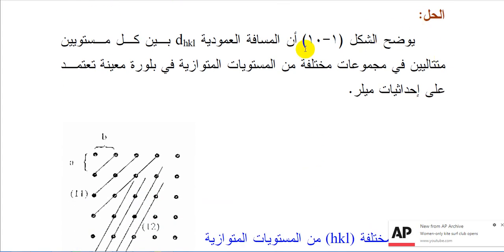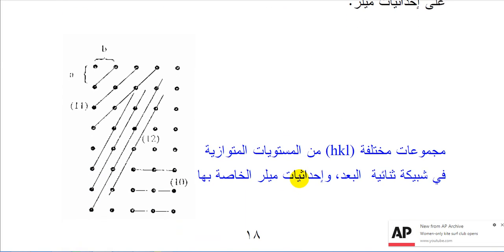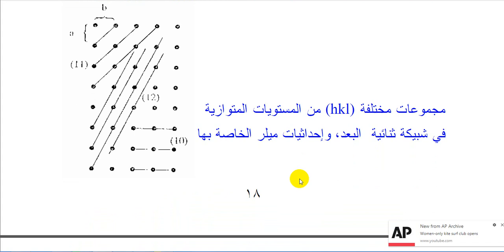The solution. Figure 110 shows the normal distance dHKL, the interatomic spacing distance between each two respective parallel planes of a certain crystal, which accords with the Miller indices, as you can see here in front of you. A variety of HKL interatomic spacings of parallel planes in a bidimensional lattice and their own Miller indices.